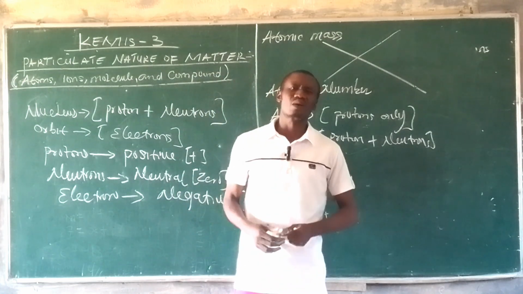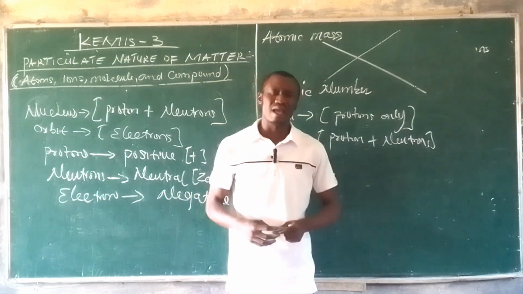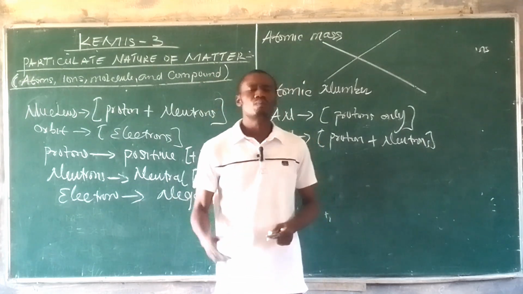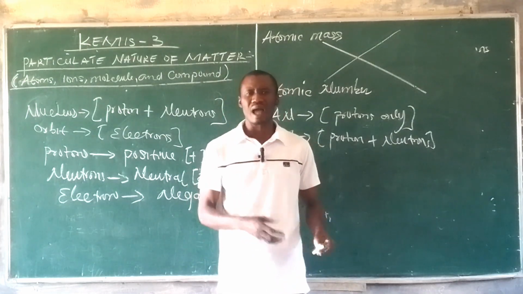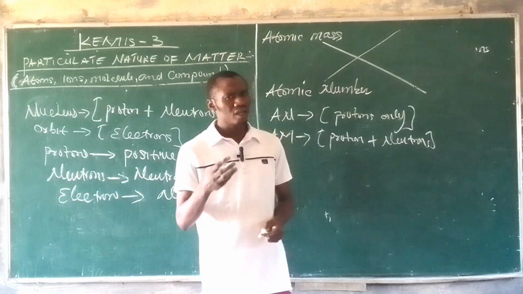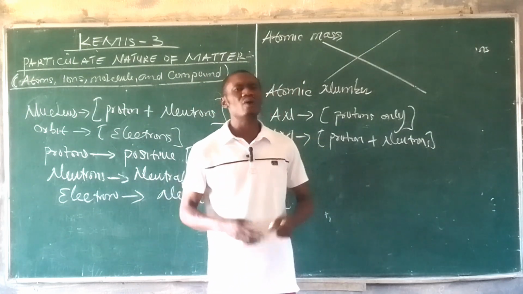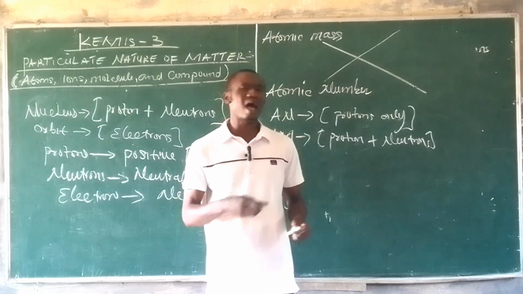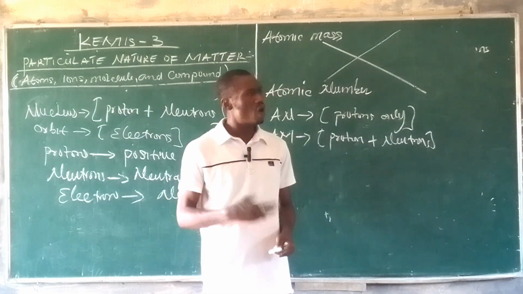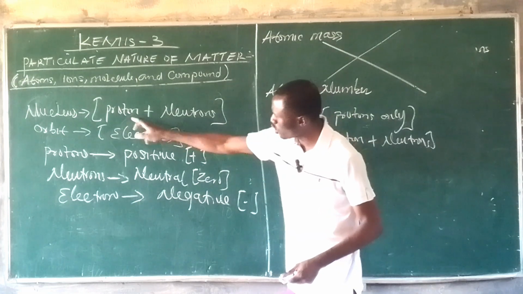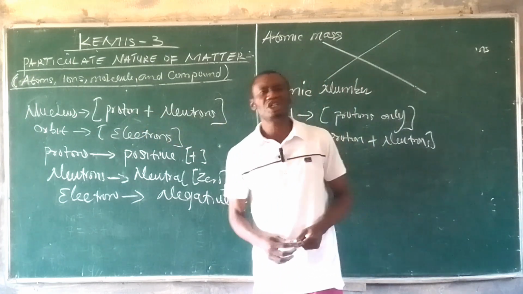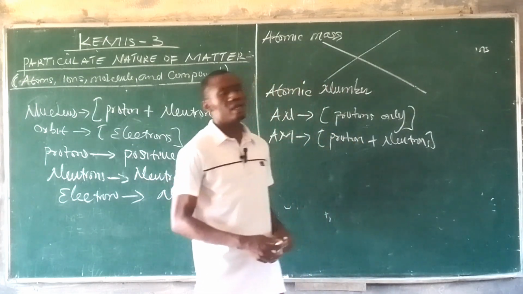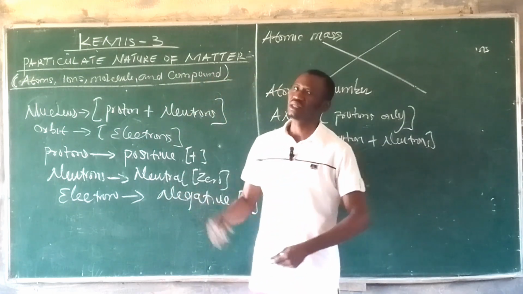Well, if you are asked the question in the exam, which of these pairs is found in the nucleus of an atom: proton and electron, proton and neutron, neutron and electron? Let me take the question again. Which of these pairs is found in the nucleus of an atom? Of course, the answer is option B. It is proton and neutron. They are found in the nucleus of an atom. And then proton is positively charged, neutron is neutrally charged, electron is negatively charged.